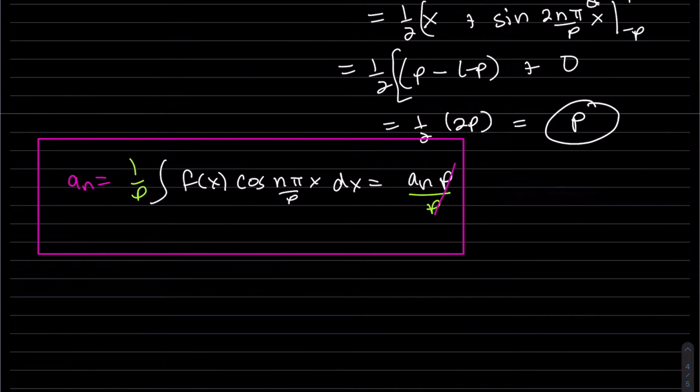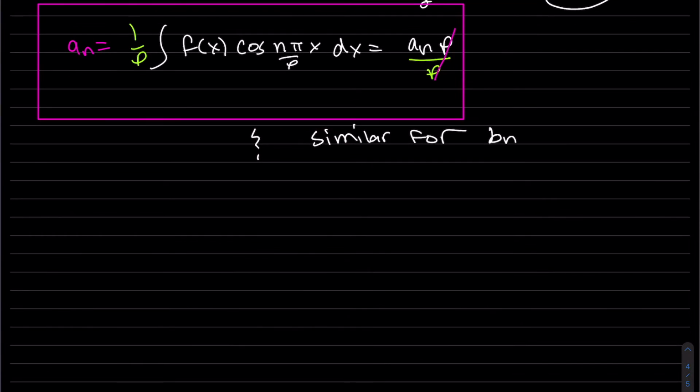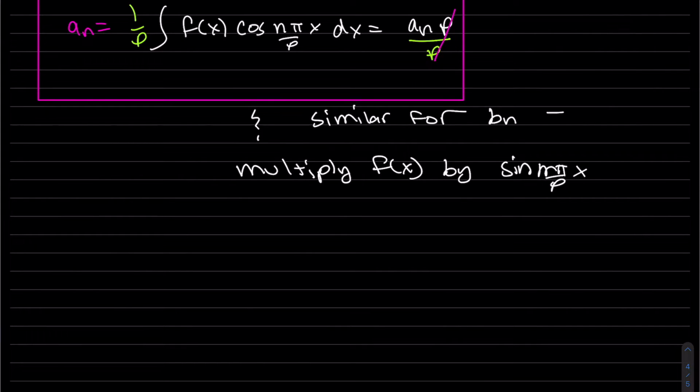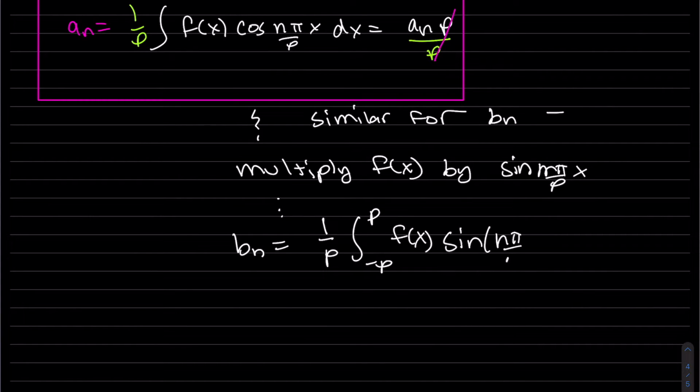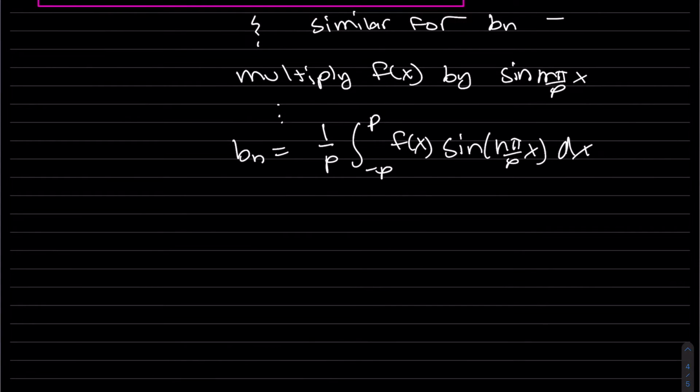And it's going to be very similar for b_n. But we multiply by sine of n pi over p x. And we get, and this notation, by the way, is 1 over p times the inner product.